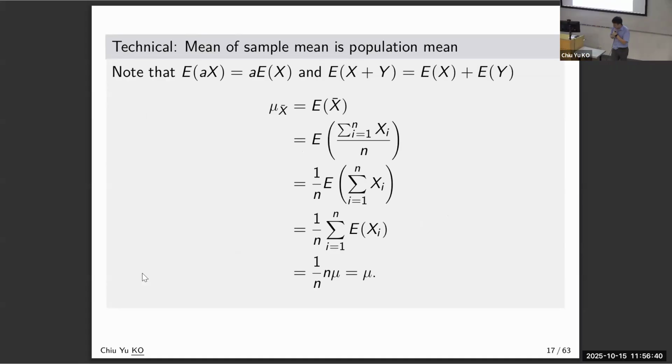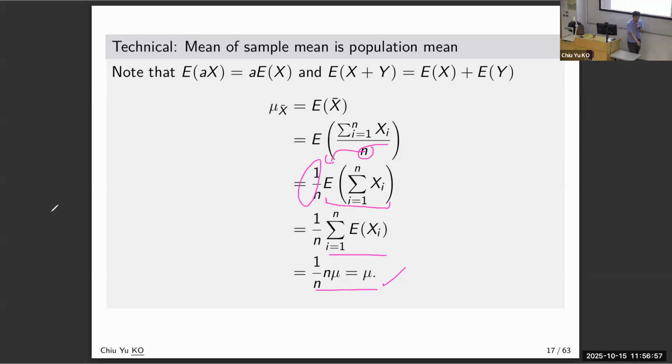The first line is because a constant multiplied can be taken out. This step is the expectation of a sum is the sum of the expectations. And once you're done, use the independence. This is done. I'm not going to talk about the proof, but in case you care about it, this is how I prove it. But as I said, this is not a math class. In case you want to study more math, that's how you can do it.